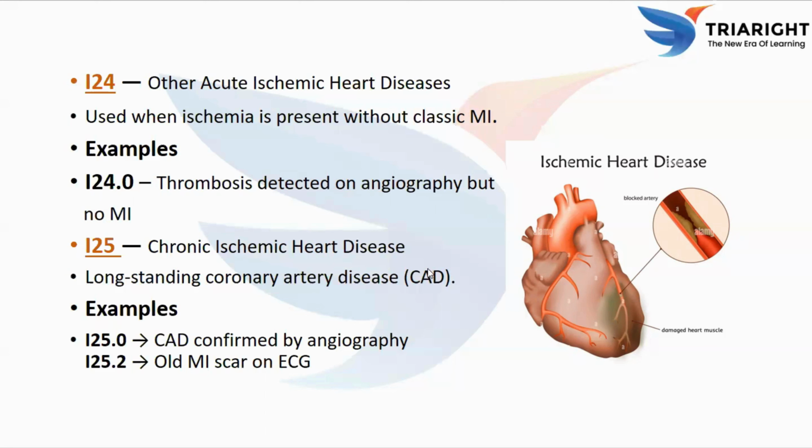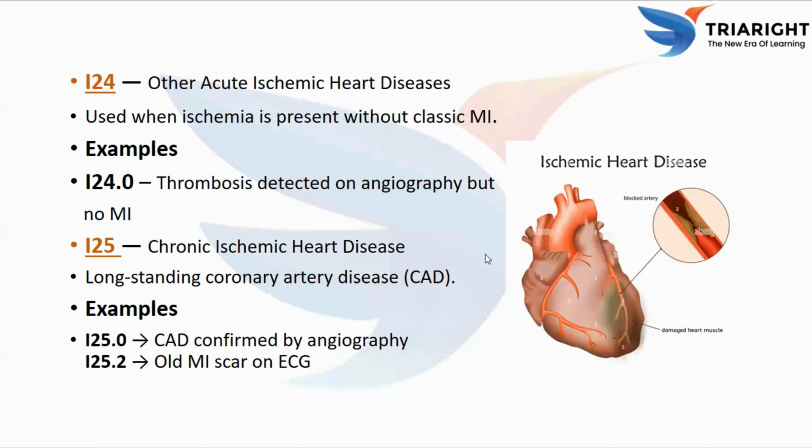Next, coming to I25, chronic ischemic heart disease. The name itself refers to the long term. It leads to reduced oxygen supply to the heart for months or years, and is often linked with old infarctions or stable angina. Here you can see a clear picture of ischemic heart disease, a heart with narrowed coronary arteries, where the blocked artery limits the oxygen delivery to the heart muscle. The damaged heart muscle shows the region suffering from chronic ischemia or scarring. You can clearly see the damaged heart muscle and the blocked artery.